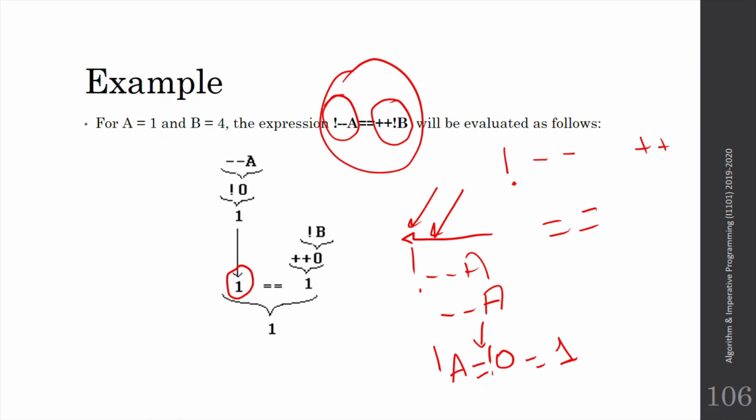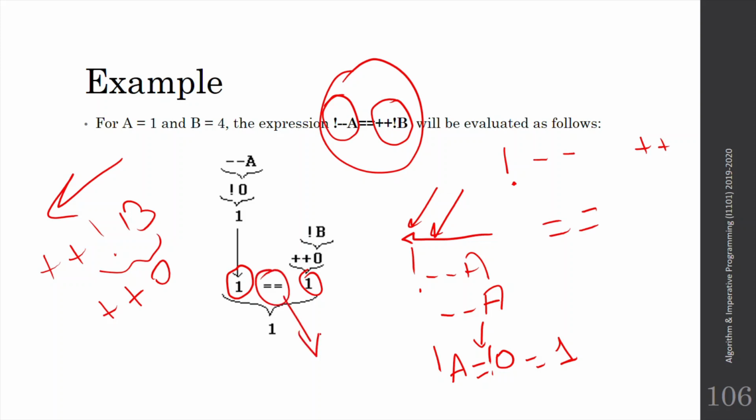Now we move to plus plus not b. Again we have two unary operators, and we evaluate the expression from right to left. So b is equal to 4. Not b, not something different from 0, means not true, because everything different from 0 is considered true in C. So 4 is different from 0, so it's true. Not true is equal to false. False in C is equal to 0. Then I apply the pre-incrementation operator. So plus plus 0 is equal to 1. So I have evaluated plus plus not b.